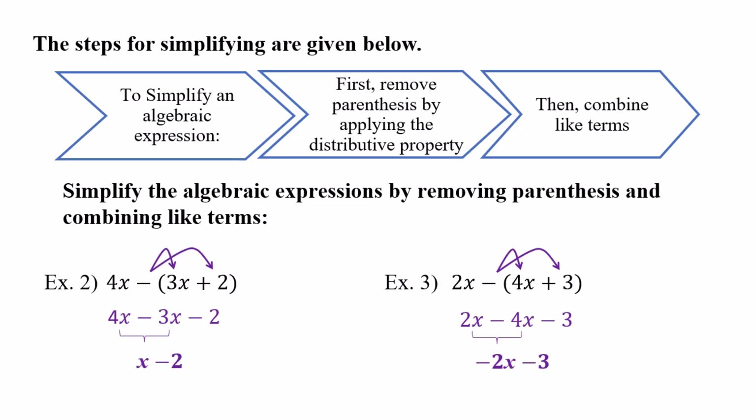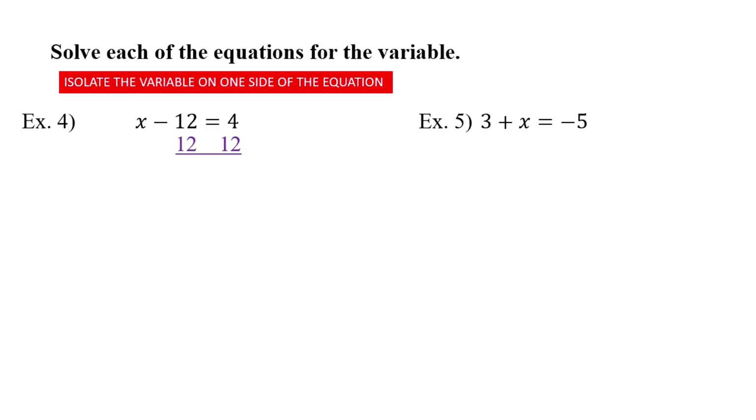For example, that minus sign in front of the parentheses is actually like multiplying by negative 1. We use the distributive property to multiply negative 1 by everything inside the parentheses. To solve equations, we need to isolate the variable on one side. There is a much more detailed video about solving equations posted in Blackboard Module 3.